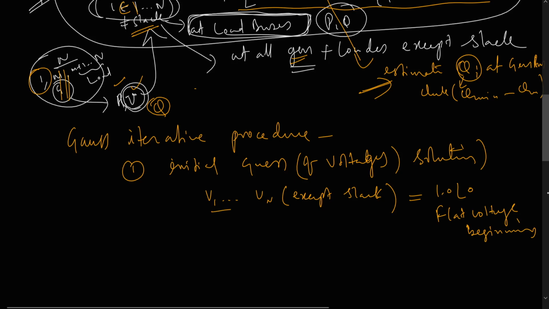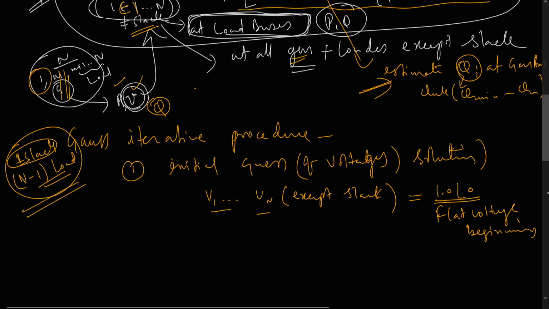So we start with all bus voltages flat initially, right? Now what I have taken here is that the system has one slack bus and all the remaining n minus 1 buses are load buses. There are no generator buses, only one generator bus, that is assumed to be the slack bus. That generator bus is feeding all the loads and the network losses.